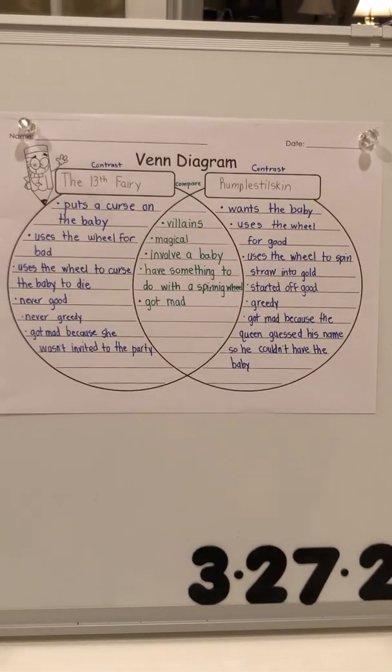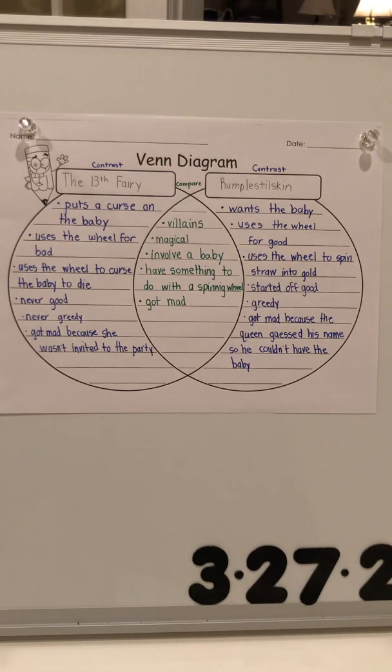Now, for this activity, you were supposed to compare and contrast two characters from the story. Some of you compared and contrasted the entire story, and that's okay. But if you did that, I really want you to pay attention so that you can see the details that compare and contrast just two of the characters, okay? So the first set of characters I did were the evil characters in the story, the villains. I did the 13th Fairy and Rumpelstiltskin.